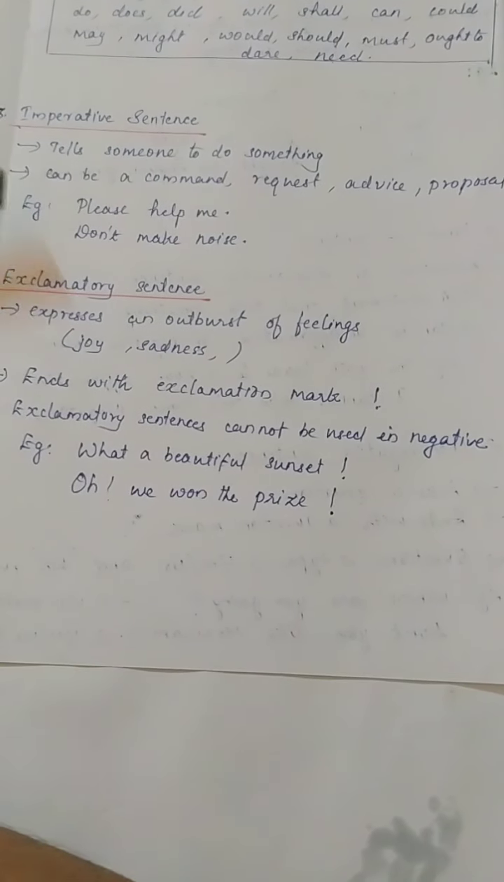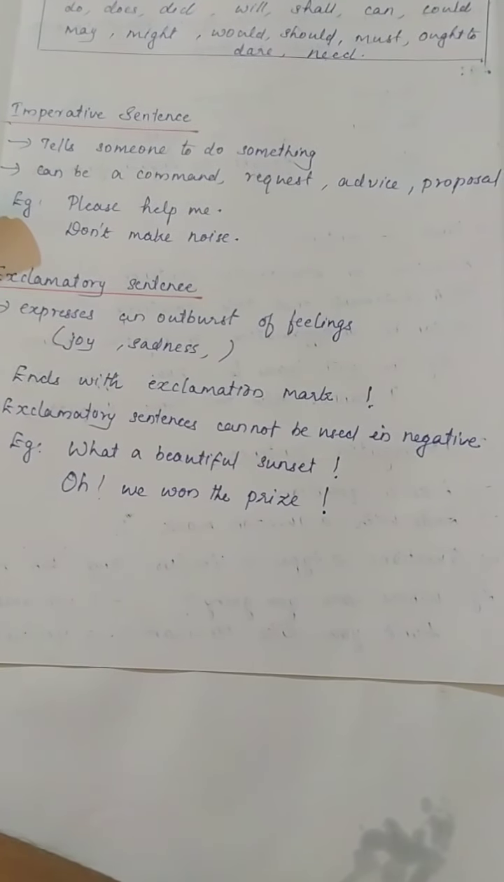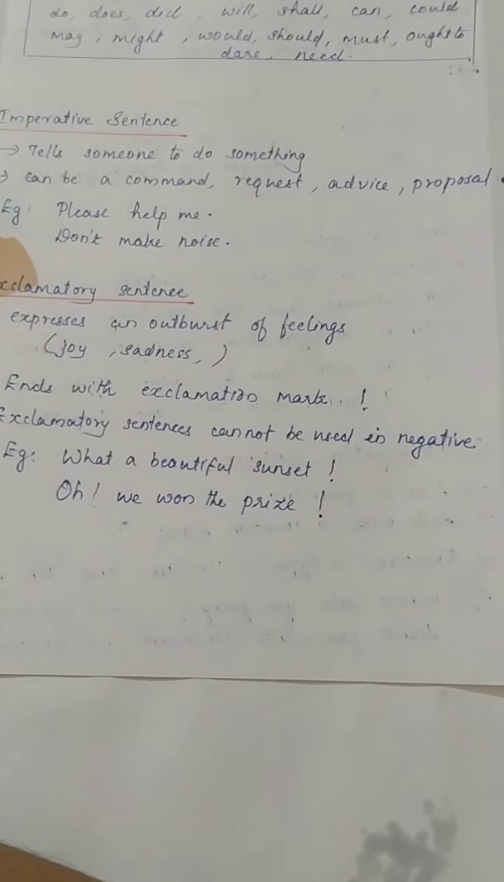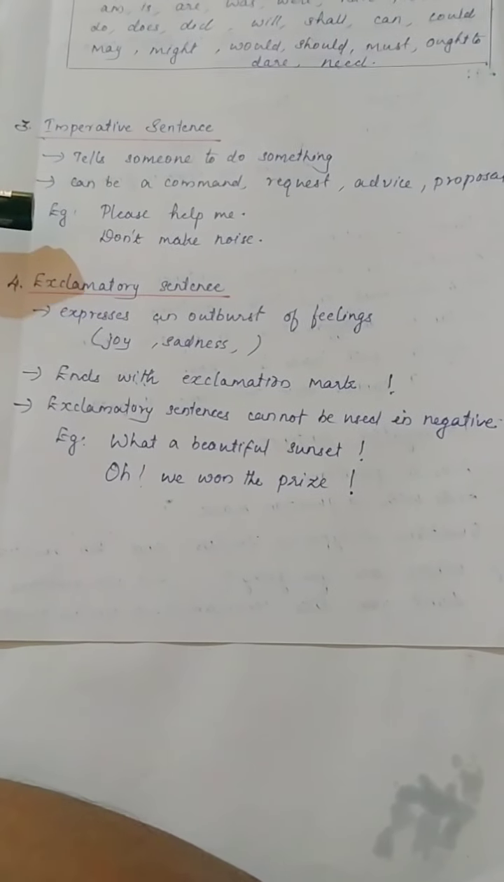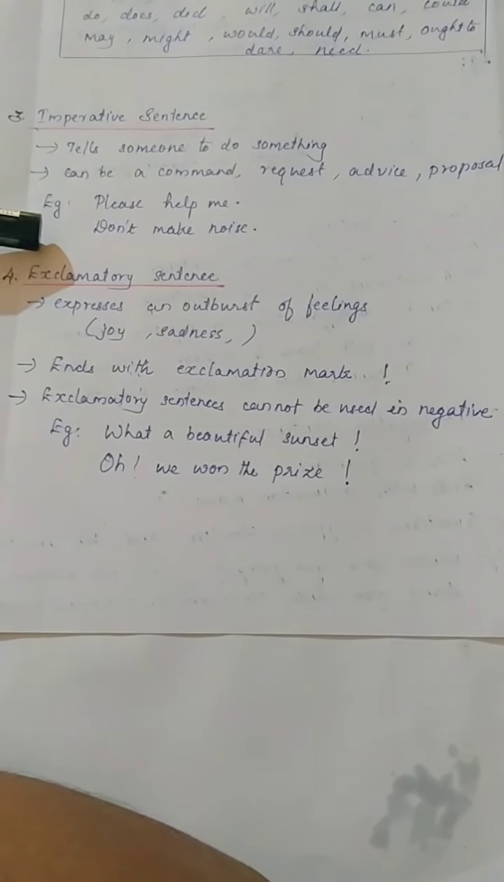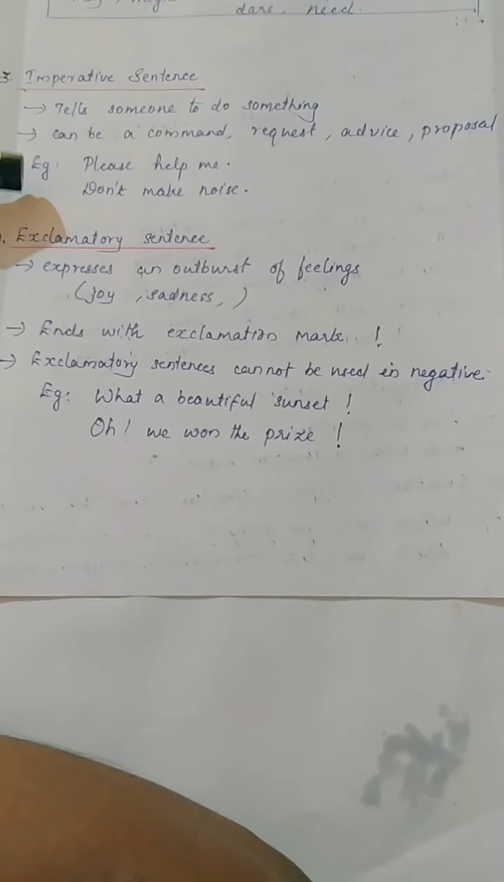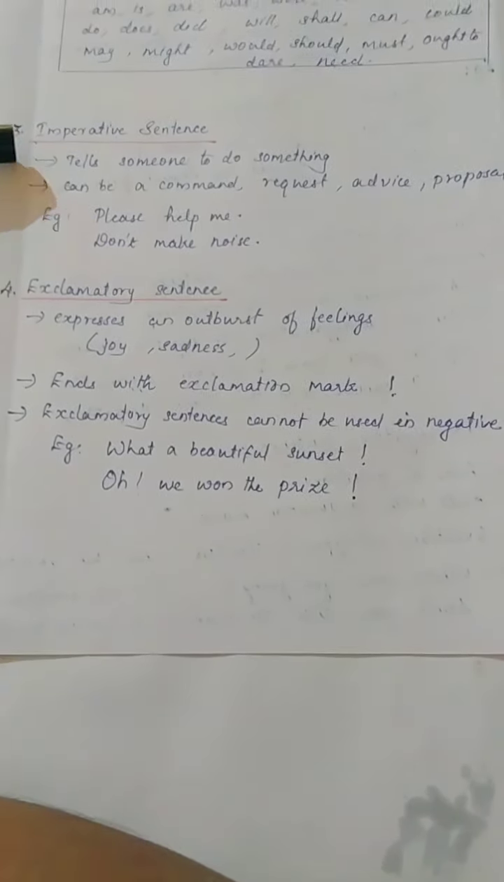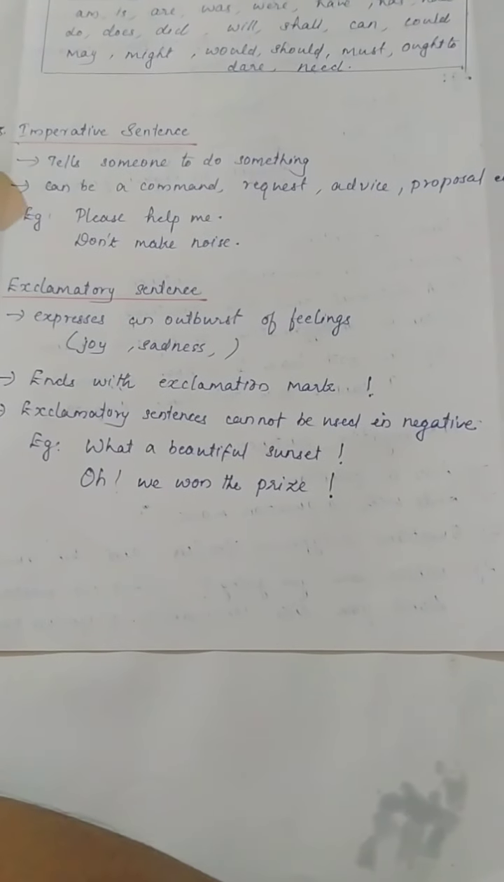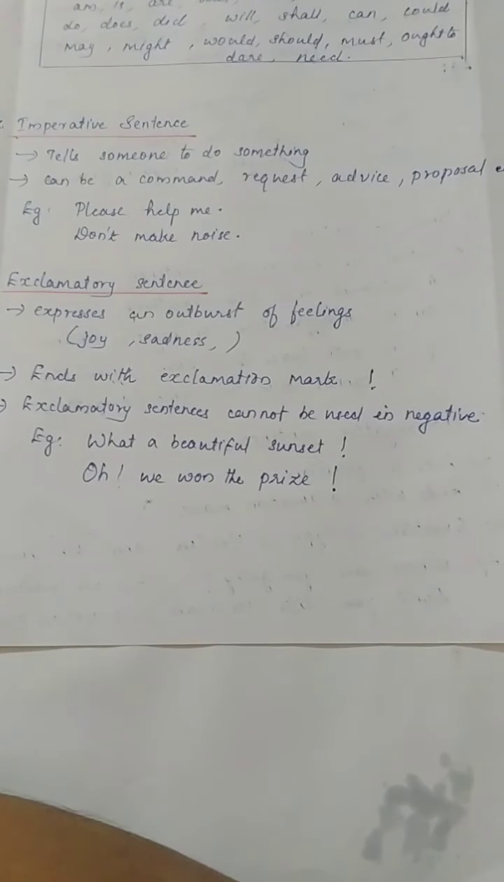Example, please help me. Okay, if you are asking anyone to help us, that kind of sentence we can call an imperative sentence. Please help me. And a second example, don't make noise. It's an order, it's a command. Don't make noise. Okay, so that kind of sentence is known as an imperative sentence.